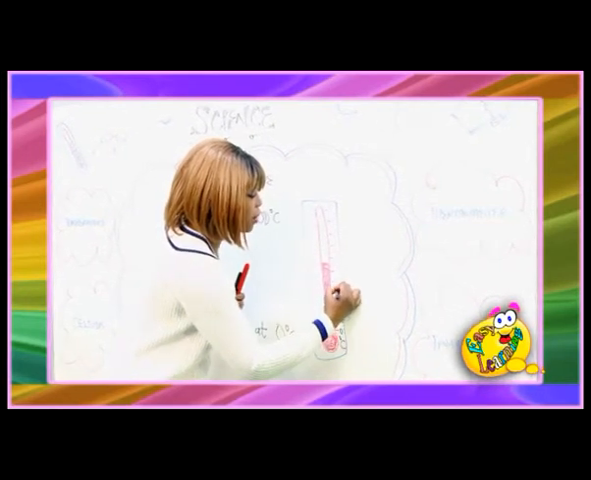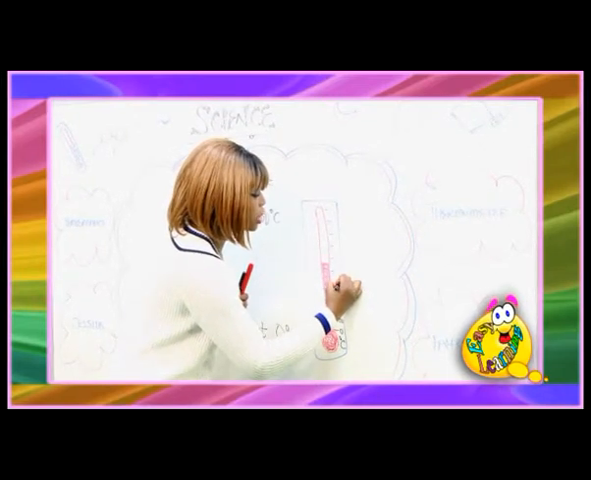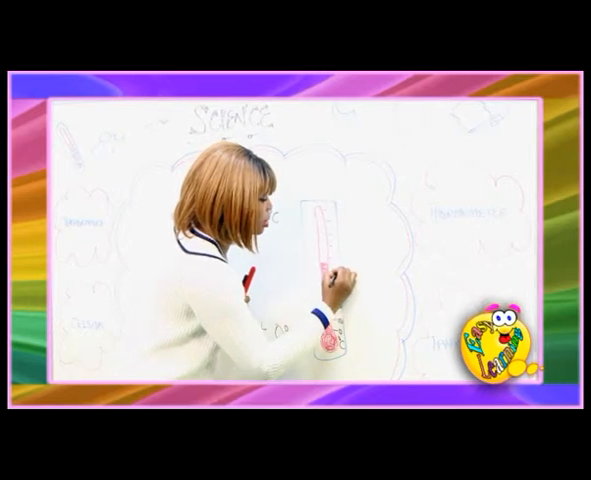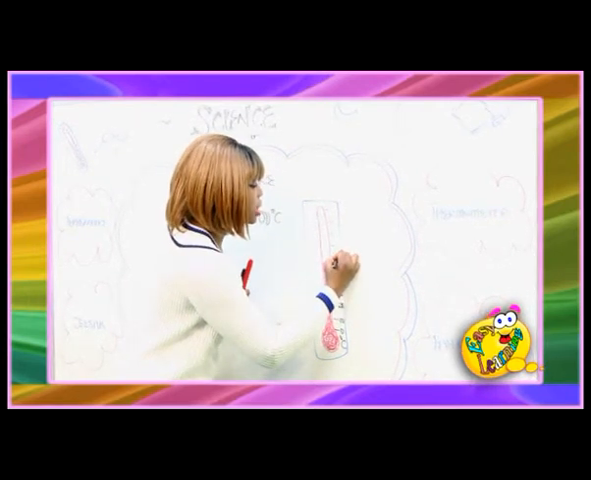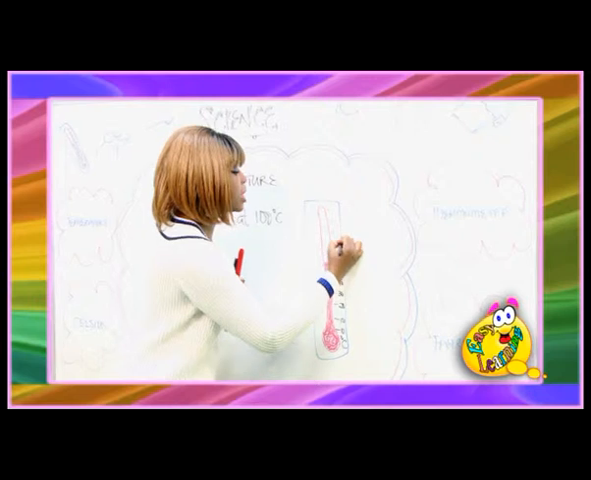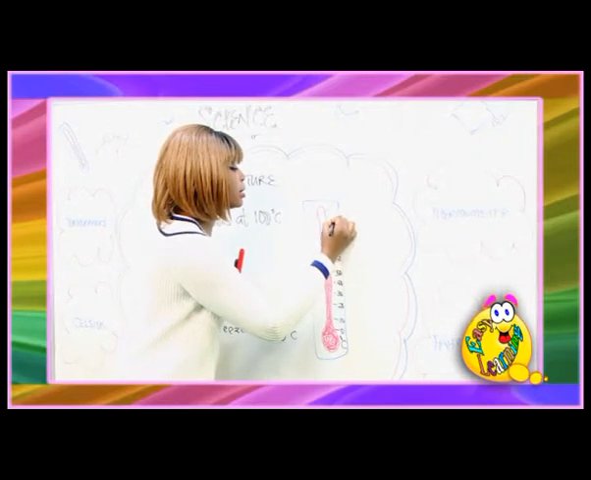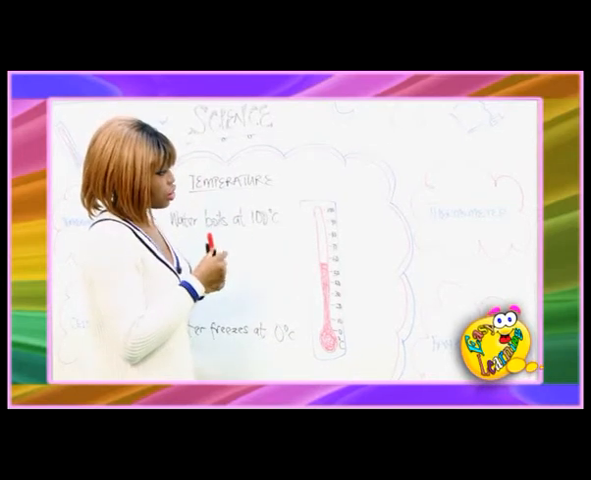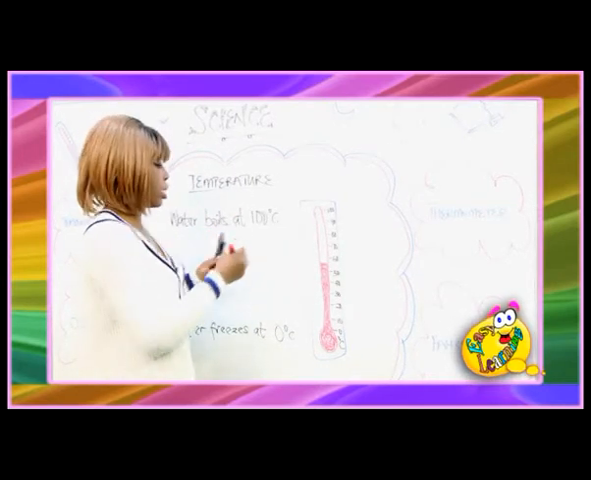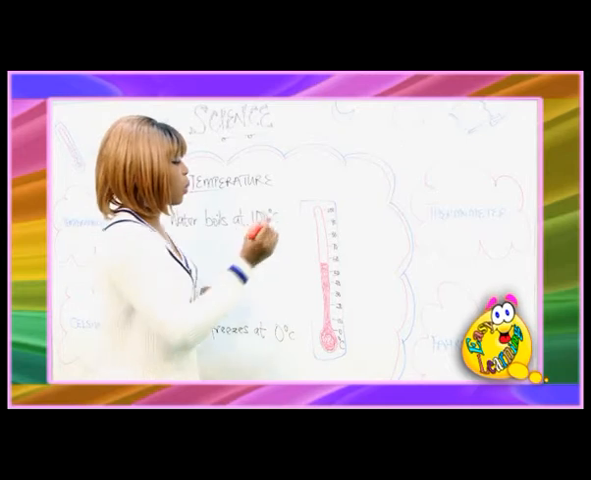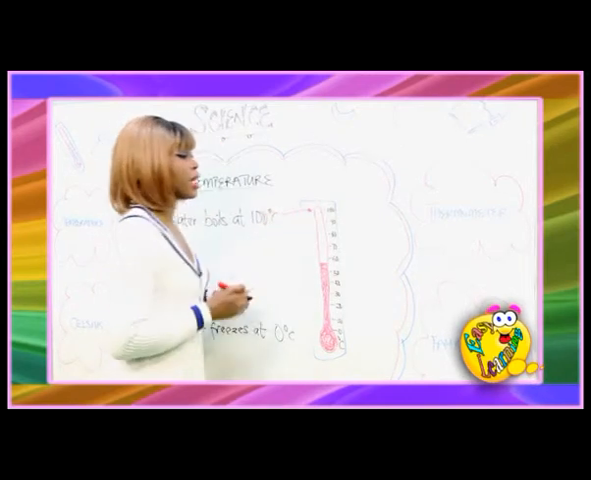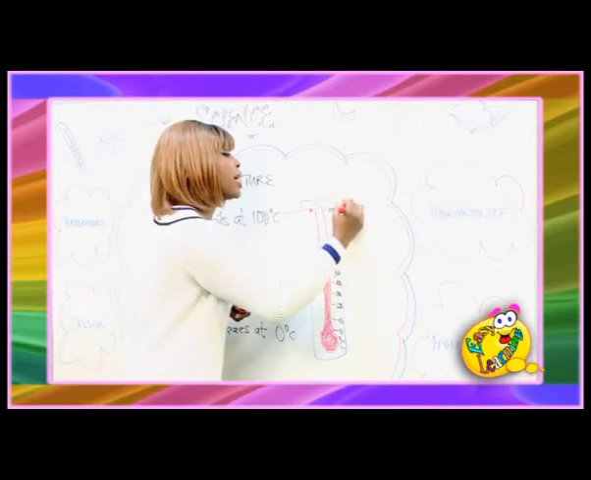So I've got 0, and I'll do it in tens. 10, 20, 30, 40, 50. I want that to look like a proper 0. 50, 60, 70, 80, 90, and 100. Great. So if my water is at 100 degrees Celsius, it means that my water is boiling.